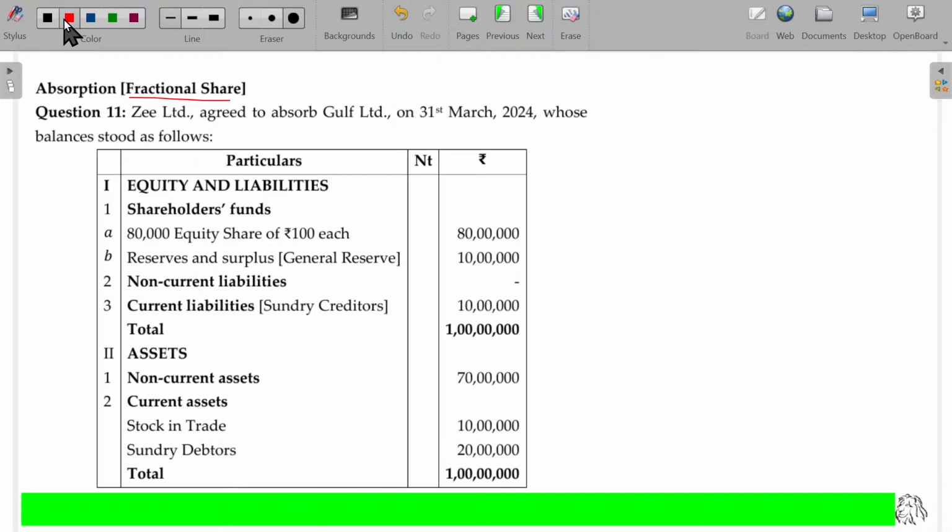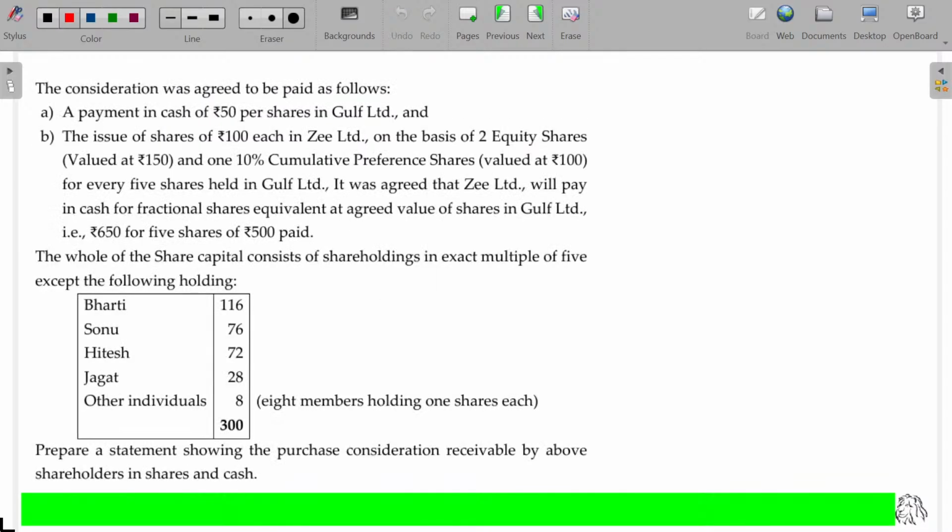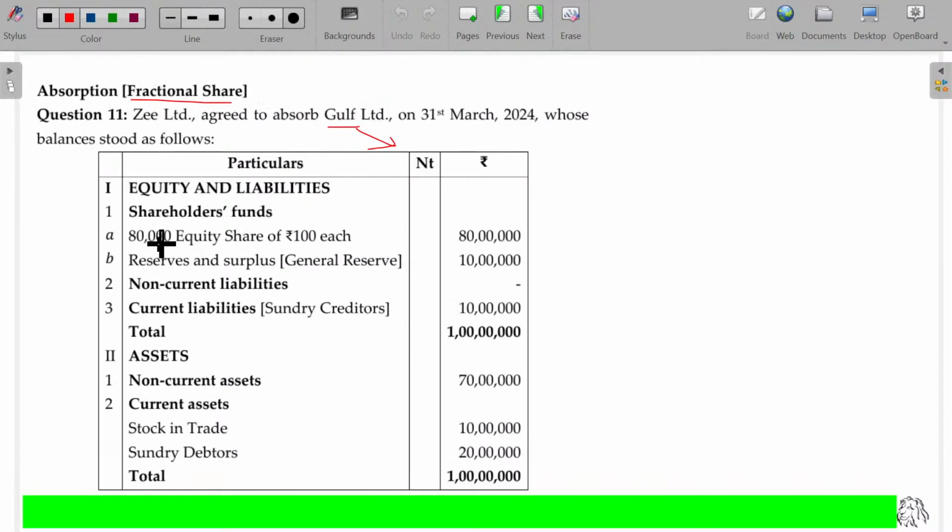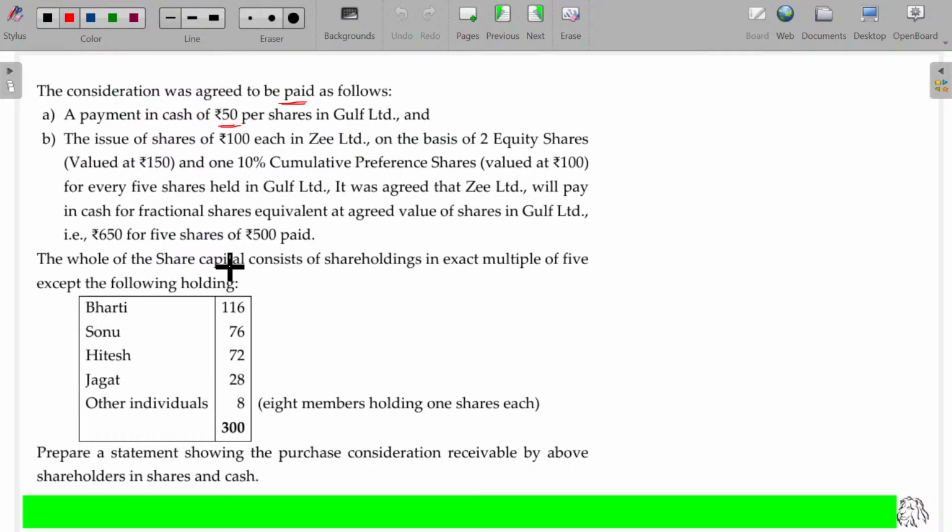Z Limited agreed to absorb Gulf Limited, whose balance sheet stood as follows. This is the balance sheet of Gulf Limited. The consideration was agreed to be paid as follows. A payment in cash of rupees 50 per share in Gulf Limited. Right. How many equity shares are there? 80,000 shares are there. 80,000 equity shares are there.